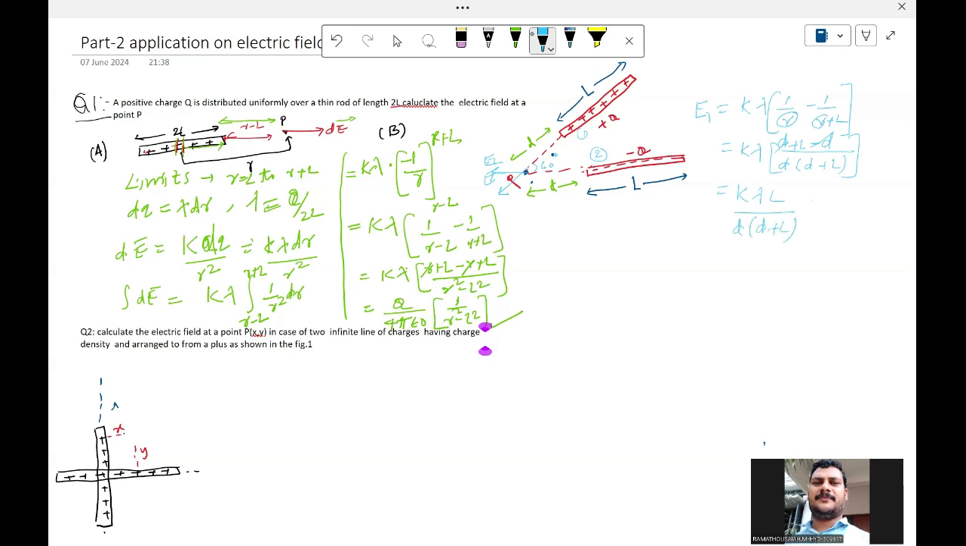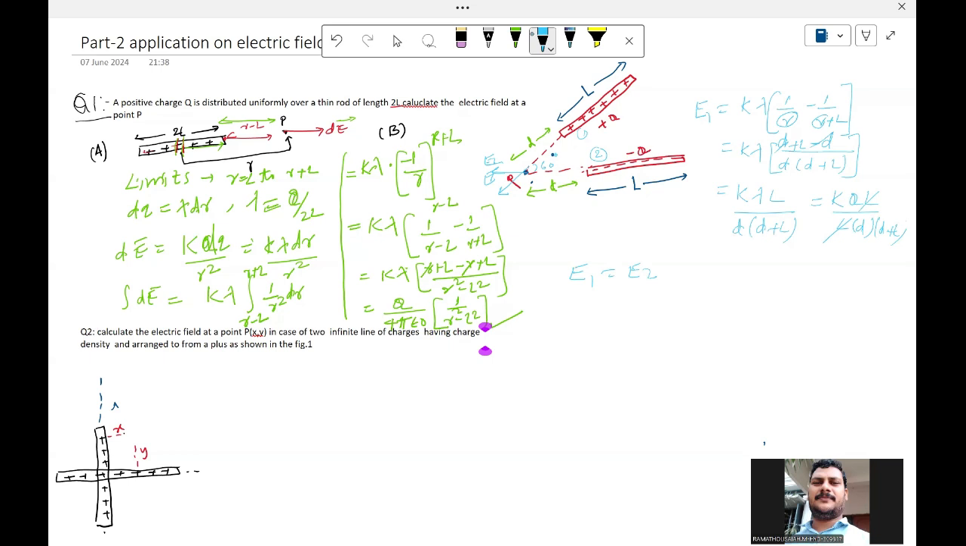Here I can substitute lambda equals Q by L for this rod, the linear charge density. So K into Q L by L into D plus L. So L gets cancelled. Therefore E1 is equal to E2, since both are on axial points at the same distance.